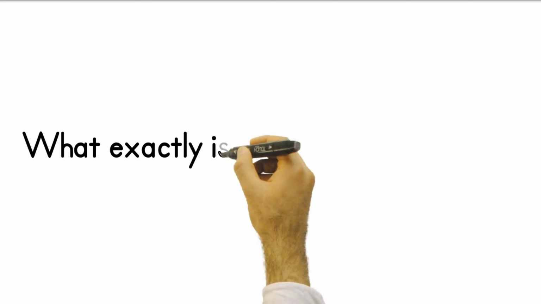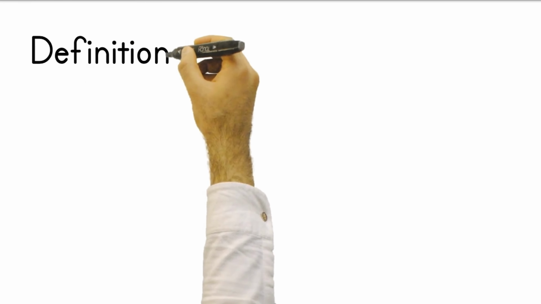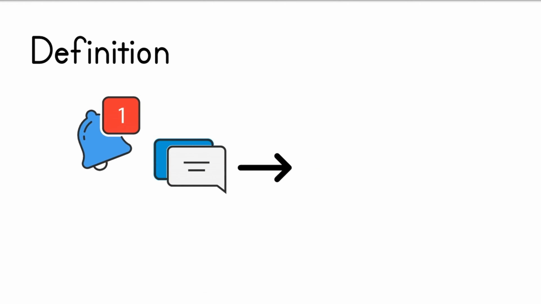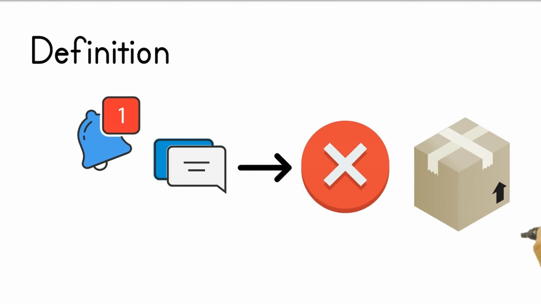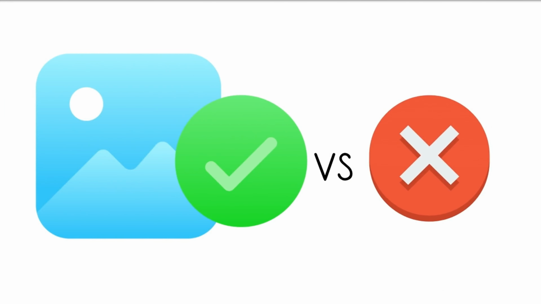So, what exactly is a quality alert? In the manufacturing industry, a quality alert is an official notification from a customer, or triggered as a result of a customer complaint, highlighting defects in parts provided by a supplier. It doesn't just report a problem, it visualizes and describes the difference between acceptable and not acceptable conditions.